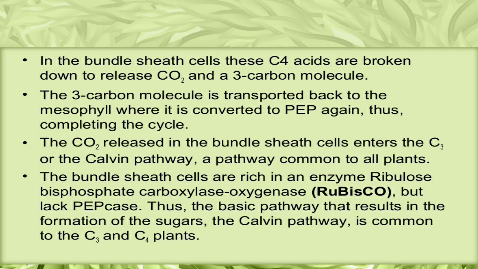The bundle sheath cells are rich in the enzyme ribulose bisphosphate carboxylase oxygenase, that is Rubisco, but lack PEPcase. Thus, the basic pathway that results in the formation of sugars, the Calvin pathway, is common in C3 and C4 plants.